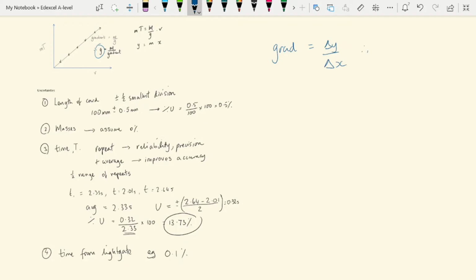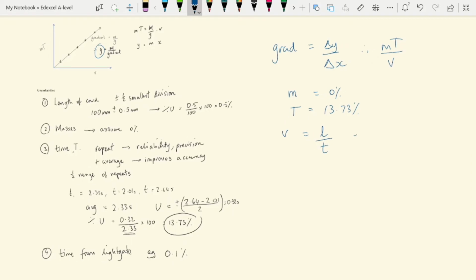That means that for us it is mt over v, because that's what is on our y and on our x-axis. So we have, in our m's, we've assumed that it's 0%, because they were supplied masses. Our t was our time on the stop clock, and that's our big one, 13.73%. Our v is, remember, the length of the card over the time on the light gate.